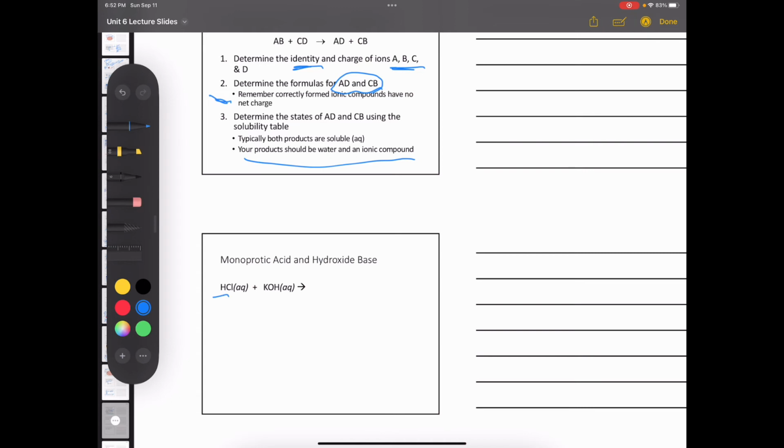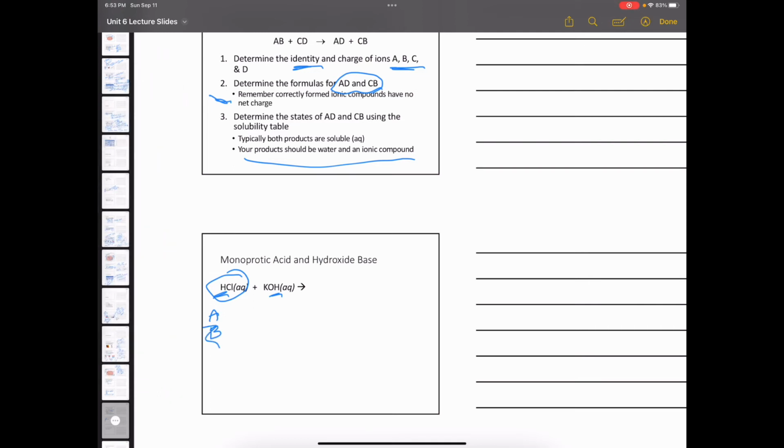This one is HCl with KOH, a strong acid and a strong base. We're calling hydrogen chloride a monoprotic acid, and that's because I have only one hydrogen. If I were to have two hydrogens or three hydrogens, the name would be different. So first thing, I'll have to identify my A, B, C, and D along with the charges.